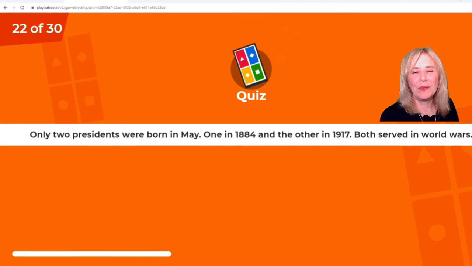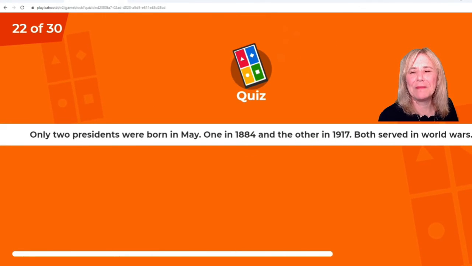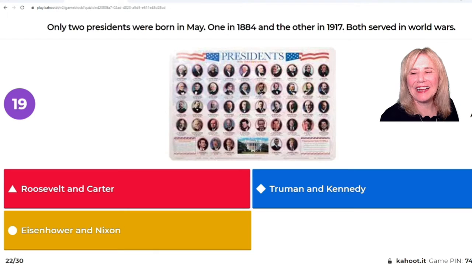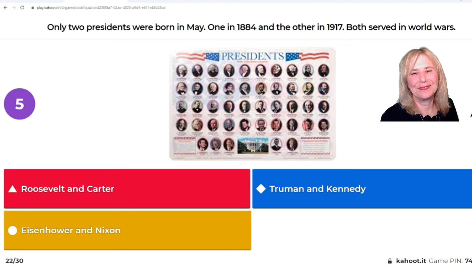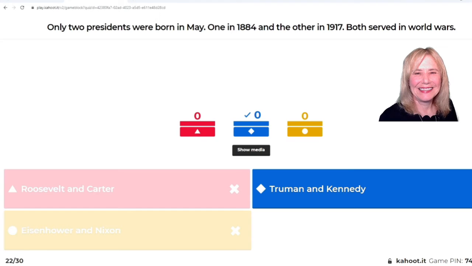Question 22. Only two presidents were born in May. One in 1884 and one in 1917. Both served in the World Wars. Was it Roosevelt and Carter, Truman and Kennedy, or Eisenhower and Nixon? Yes, if you guessed Truman and Kennedy, you guessed the right answer.